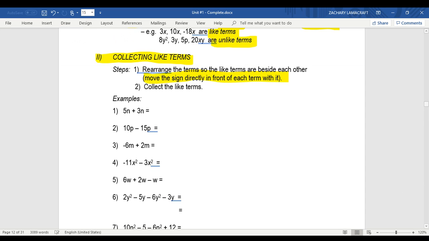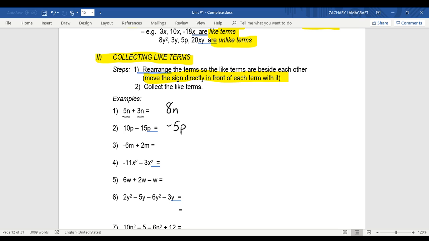So if we have this right here, we've got 5n plus 3n. Remember, we have the same variable, but we have different coefficients. So we just add those numbers, so it ends up being 8n. Okay. Our next one here, we have 10p minus 15p. So we've got like terms again, we've got p and p, but we've got 10 minus 15. So we go into the negative and it becomes negative 5p.